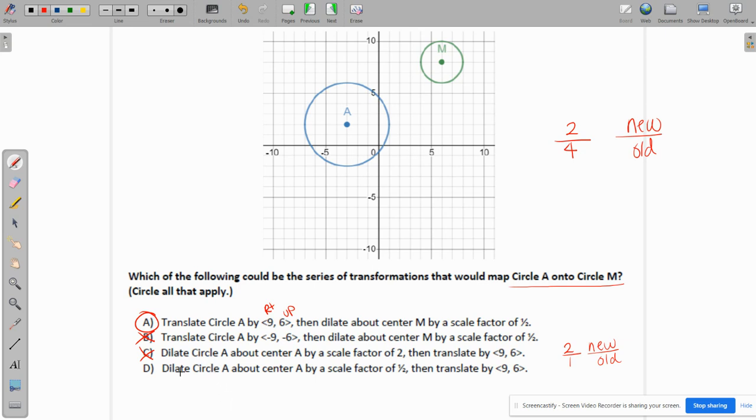But instead, if we dilate circle A around its center by a scale factor of 1/2, okay, well that is going to make it have that radius of 2 instead of 4. So it would look something like this if we were to draw that in. And then we translate 9, 6. So going right 9 and up 6, and it would land on top of M. So A and D both are going to work here.